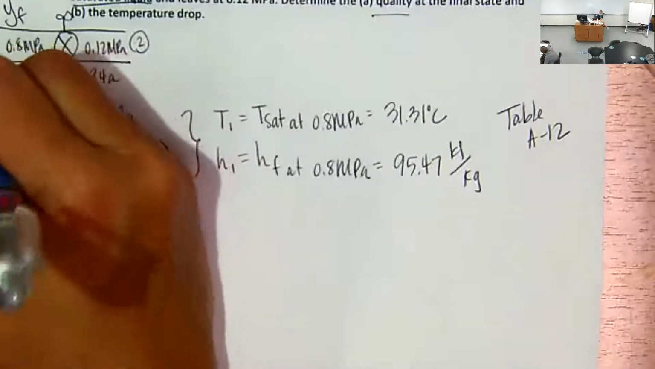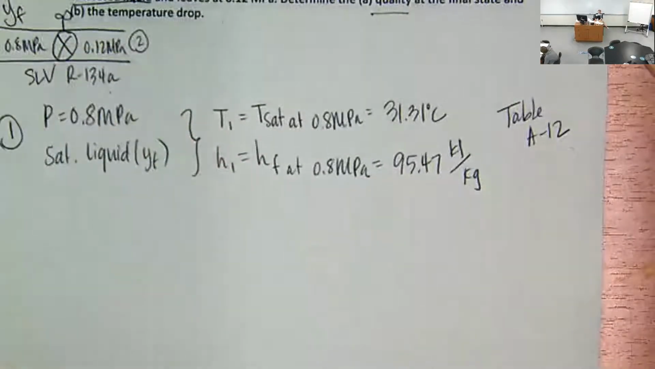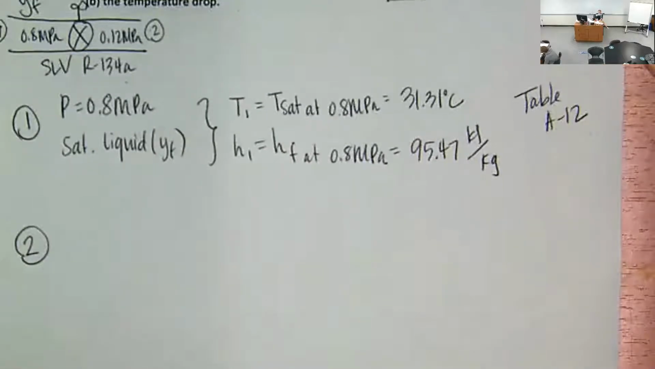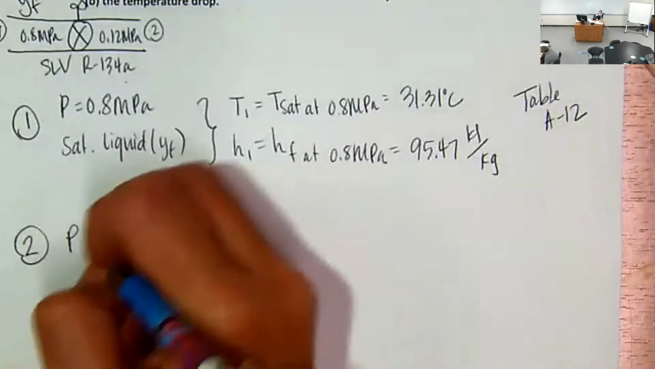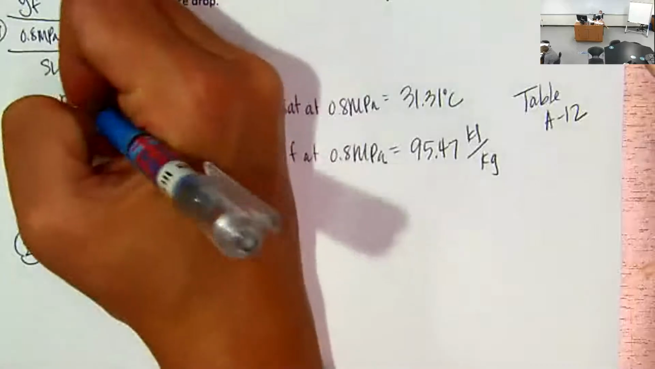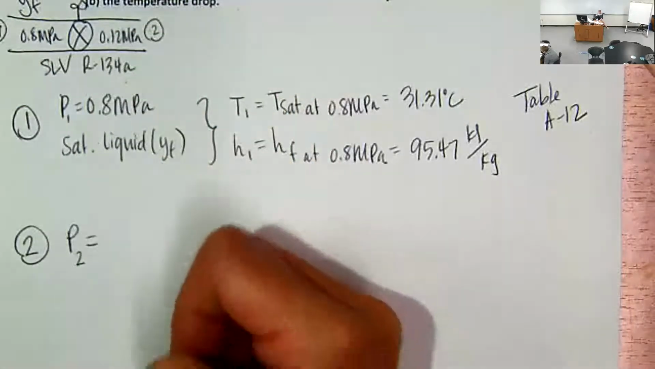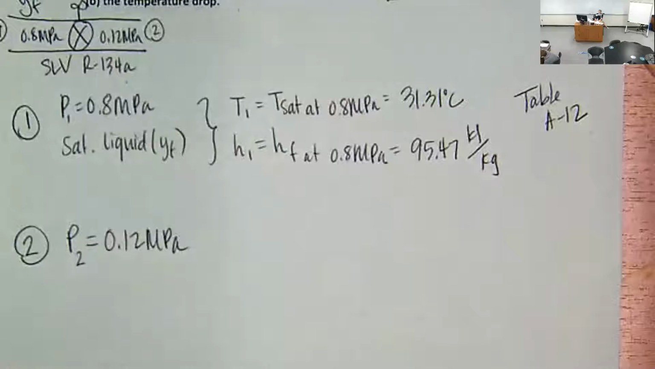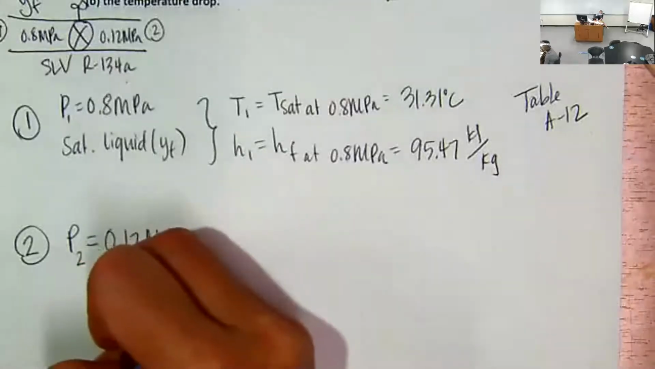Then, so this is for 0.1. We know at 0.2, we're going to be a mixture, so we're not a saturated liquid. We still have our pressure, so this is P1, this is P2, if that helps at all. Our pressure is 0.12 megapascal, and we are a mixture.